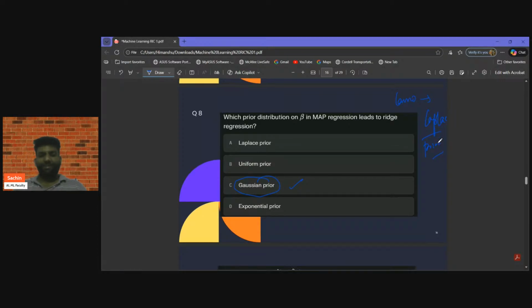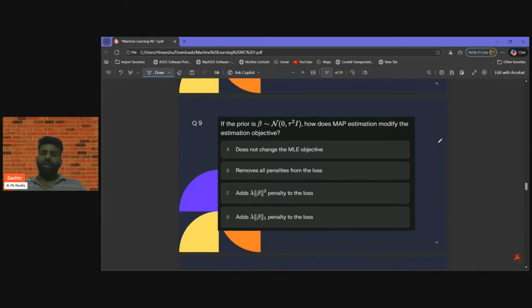Let's move on ahead. By now it must be clear, I have already given you the context. It says that if the prior on beta is the normal distribution, as I told you, then to the objective function or loss function we add the ridge regularization. With beta coming from the Gaussian distribution, we are doing ridge regression, L2 regularization. So the answer in this case is going to be C.